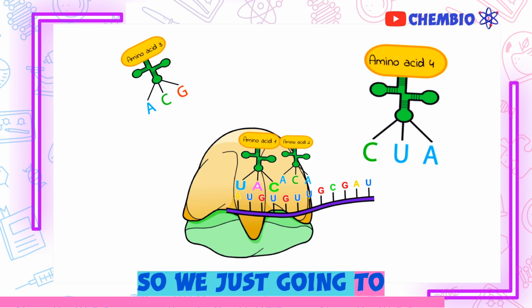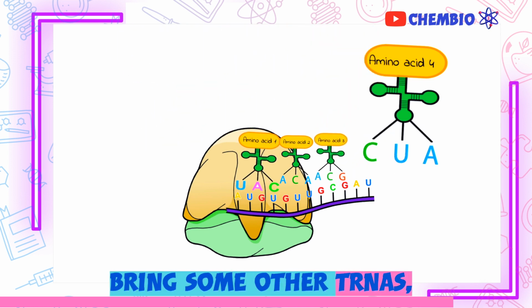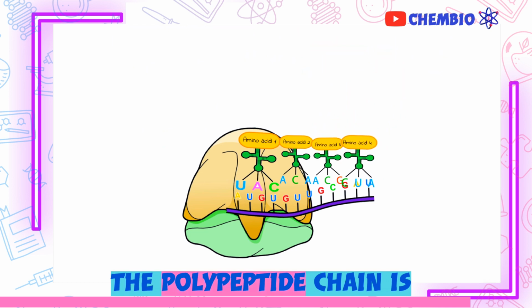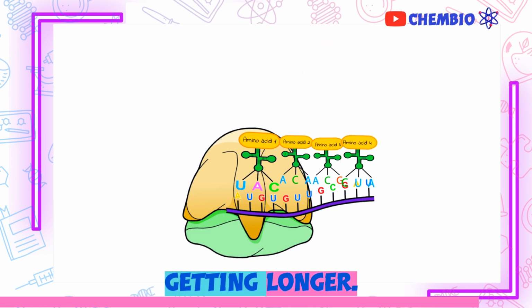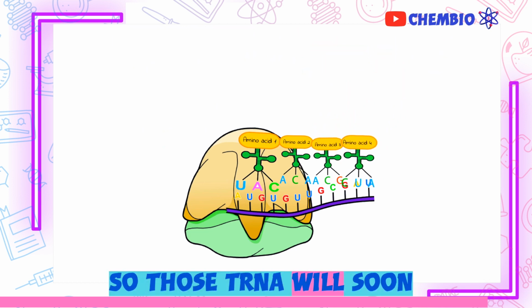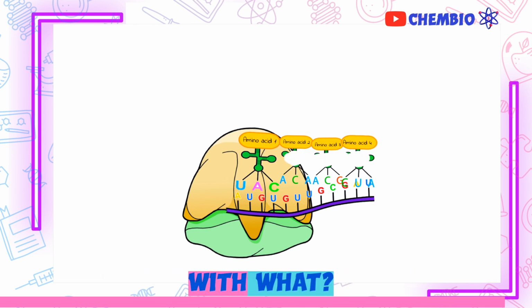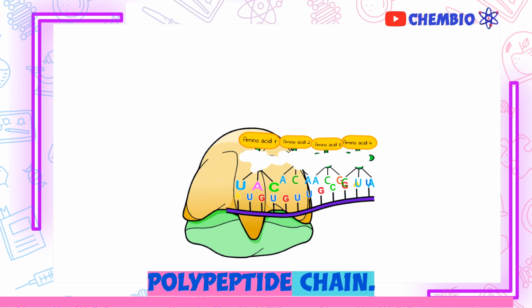So we're just going to bring some other tRNAs, some other amino acids. And as you can see, the polypeptide chain is getting longer. So those tRNAs will soon exit. They will no longer be needed. And you will be left with what? You'll be left with a polypeptide chain.